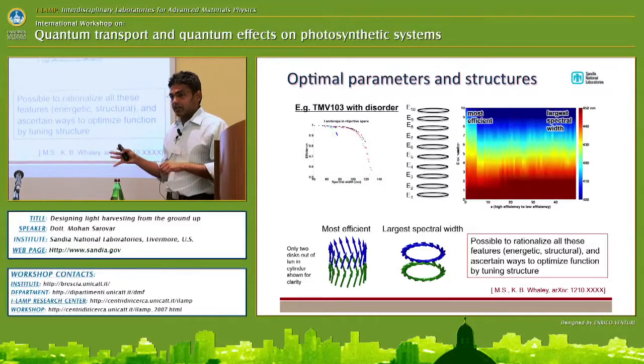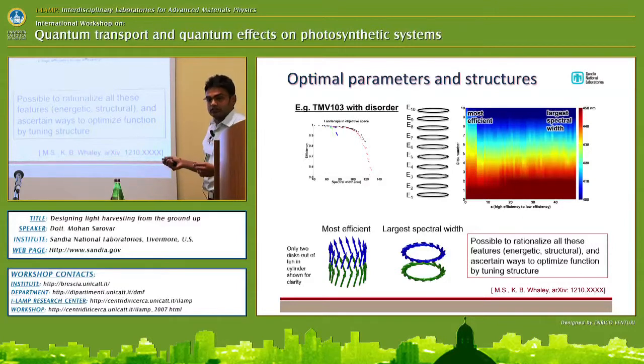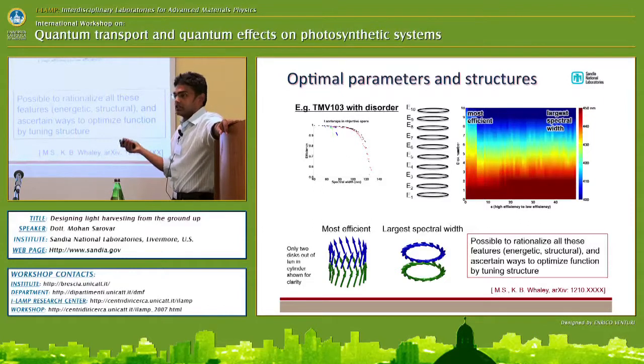I've only given hand-wavy explanations here, but you'll find more details. There's a paper that's due to come out very soon, I'm working at the end of it right now. But you can rationalize the energetic and structural features of each one of these solution points and figure out, oh, this is efficient because of X, and this has large spectral width because of X, right? So you can connect the structure back to the objectives that you wanted to optimize in the first place.